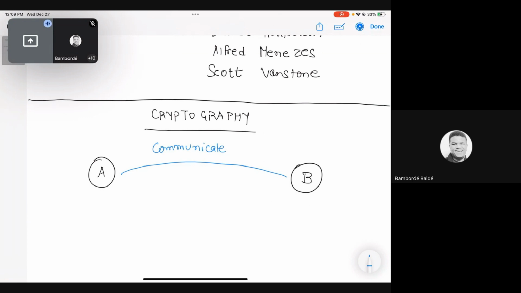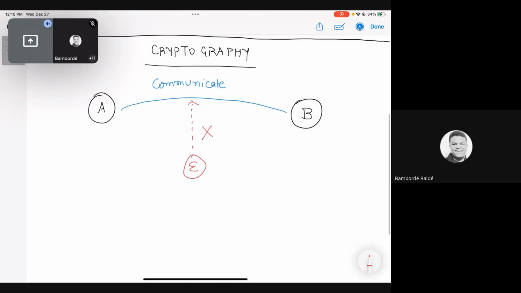So the idea is that two people are trying to communicate to each other, and there is a third person here. Let me call it E. E stands for eavesdropping. What the two people are communicating is supposed to be confidential and secure between them. There is a third person who is trying to eavesdrop and read the message. And the idea is to prevent this from happening. We don't want these messages to leak out. We want to maintain confidentiality in our communication.